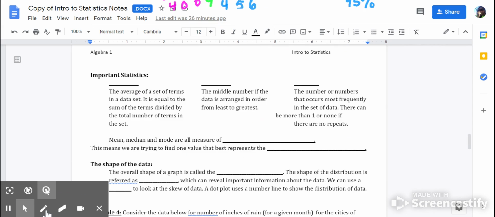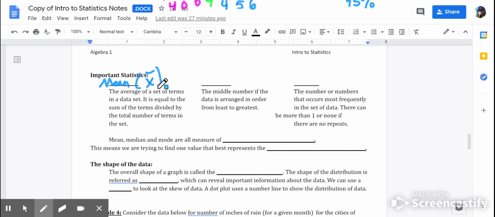Let's move on to something that should be a review for you. So different important statistics. So what do we call the average of all terms in a data set? Well, this is going to be the mean. And in your calculator, this is going to be denoted by X bar, so an X with a line on top.